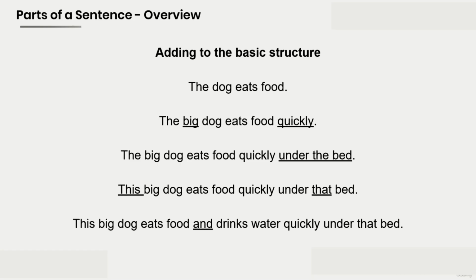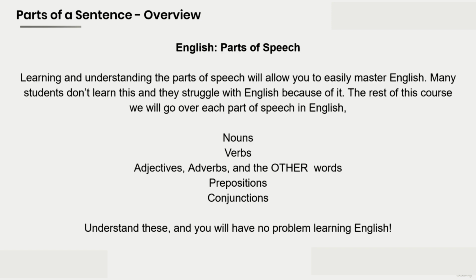We're going to learn and understand something called the parts of speech. The parts of speech are the parts that you use to make up English sentences, okay? So if you learn these things, you'll easily master the English language. And like I said, many students don't learn this. They just skip this part. They just try to start learning the big, complicated sentences.